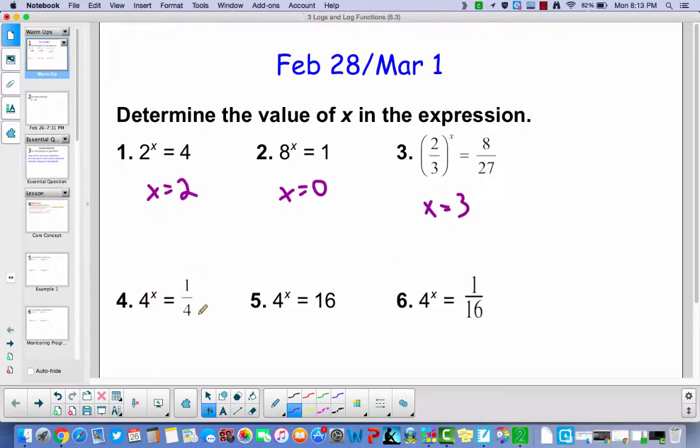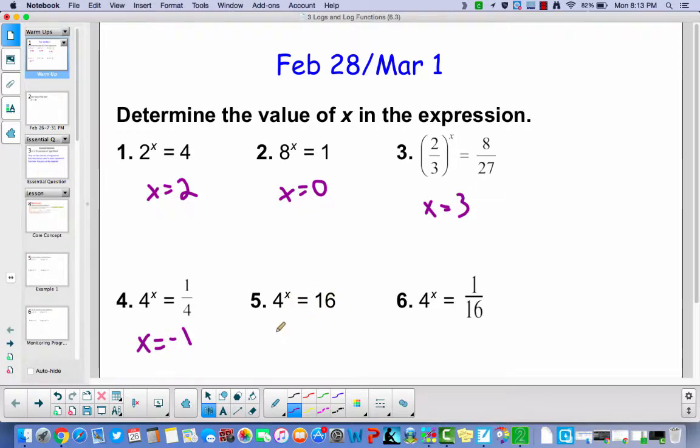4 to what power is 1/4? Well, we see that we have the same base here. We have 4's, but one's in the numerator and one's in the denominator. Remember, they change location when the exponent is negative. If we did x as -1, if you took 4 to the -1, that would be 1/4.